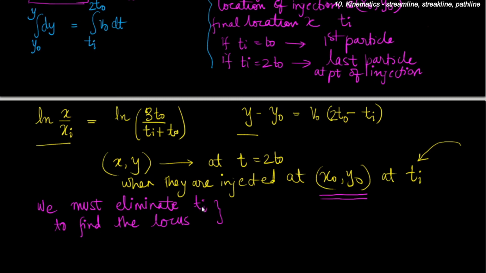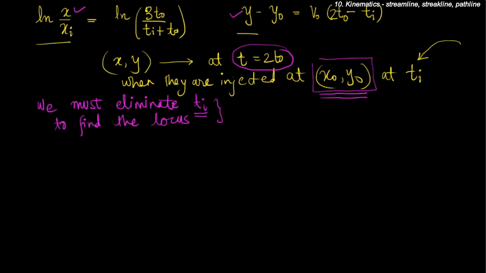This parameterization is very much similar to the parameterization that you have done in mathematics in class 11 and 12 to describe the equation of a circle, that is x equal to r cos theta, where theta is now the parameter, y equal to r sin theta. You can eliminate theta from the equation by squaring and adding. Similarly, we must now eliminate ti to find out the trajectories of all x and y which pass through a point x naught y naught and end up finally at a time t equal to 2 t naught in the domain. How do we do the elimination?